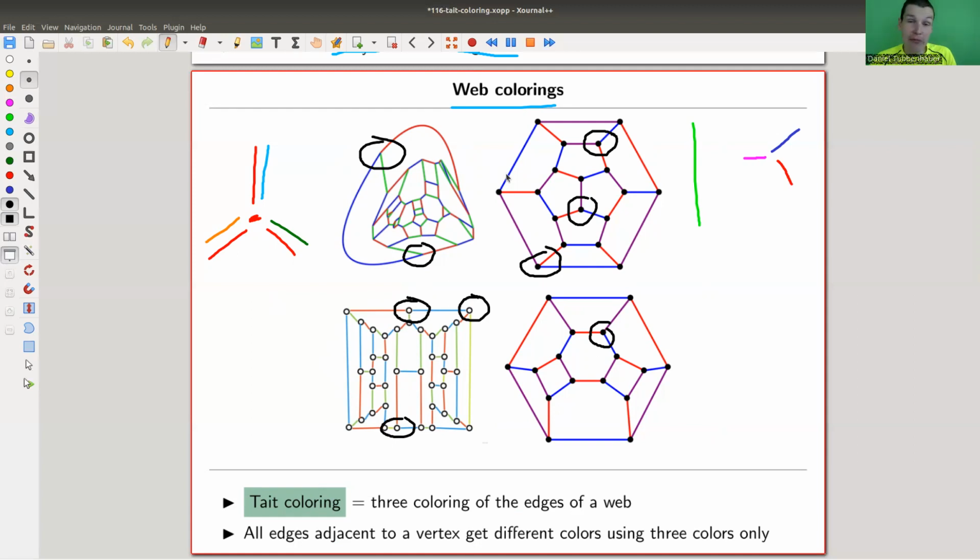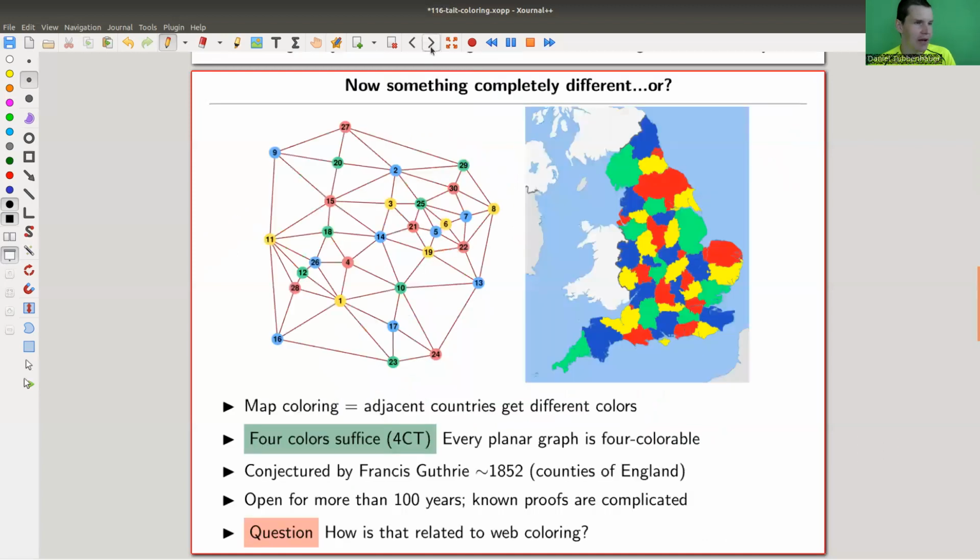But let me explain where that actually comes from, because it comes from the four color theorem. I'll show you the proof that essentially Tait colorings are equivalent to the four color theorem. The four color theorem is a bit more well known than the Tait coloring, although Tait tried to prove the four color theorem. That's how Tait came up with the Tait colorings.